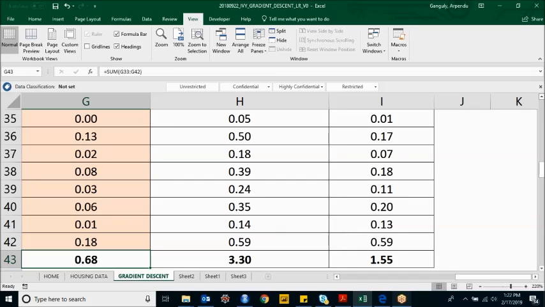Now, this is just one iteration that I showed. This will happen, let's say, 1,000 times to get to the best value of this A and B, given we started with something.